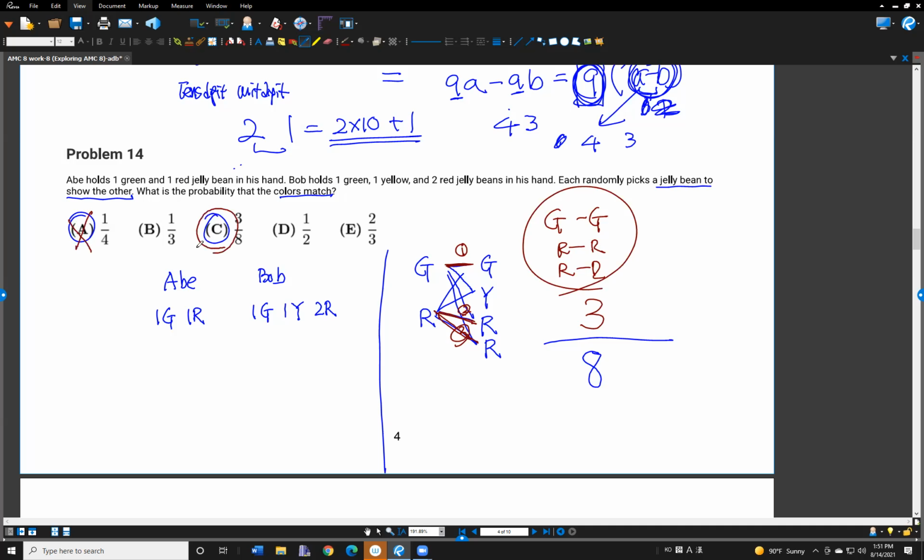Choice C is the answer, okay? Choice C is the answer. That is a probability. It's not hard, isn't it? Can you see that? You guys still think this is hard? Victoria, it's not hard, right? Yeah, this is not hard. Actually, when you look into the questions, AMC 8 is so easy.